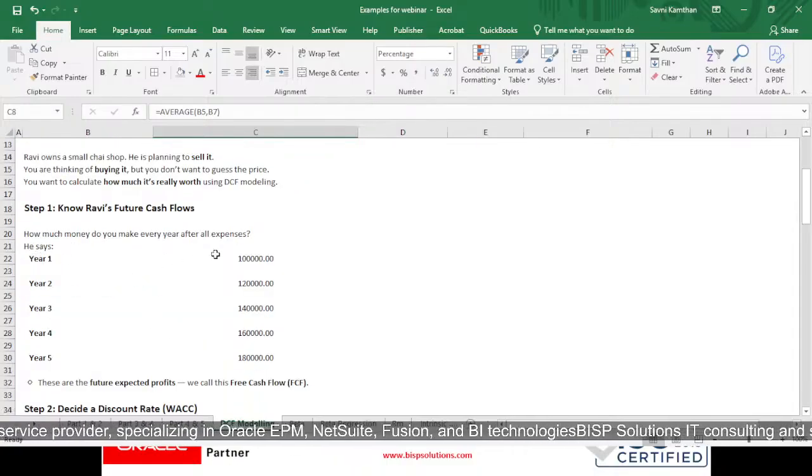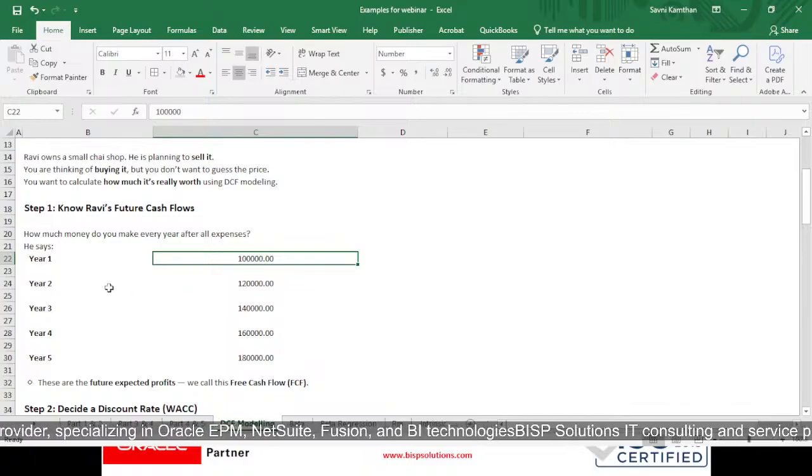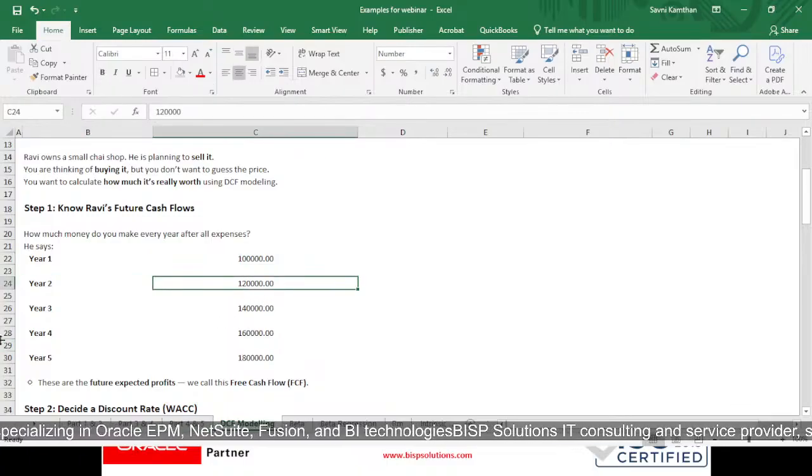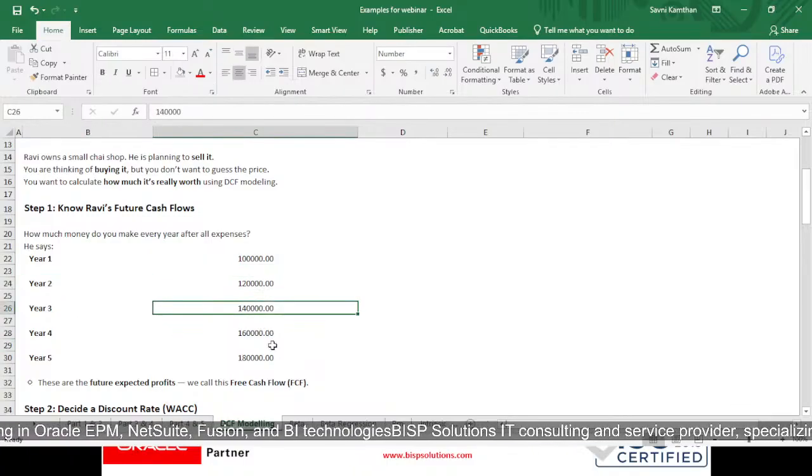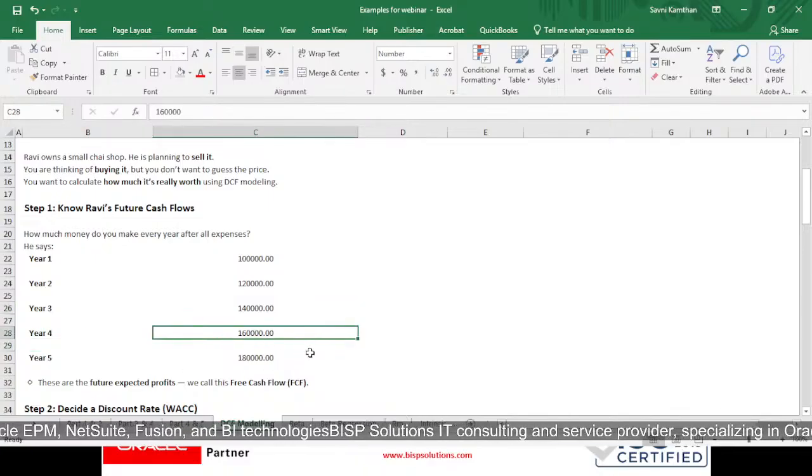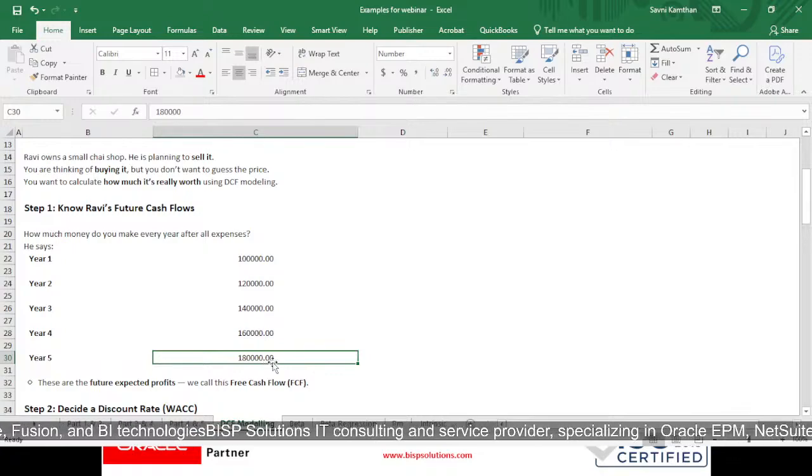So in year 1 I am getting 1 lakh rupees, in year 2 I am getting 1,20,000, in year 3 I am getting 1,40,000, in year 4 I am getting 1,60,000, and in year 5 I am getting 1,80,000. So these are the future predicted profits, as we can say, free cash flows.